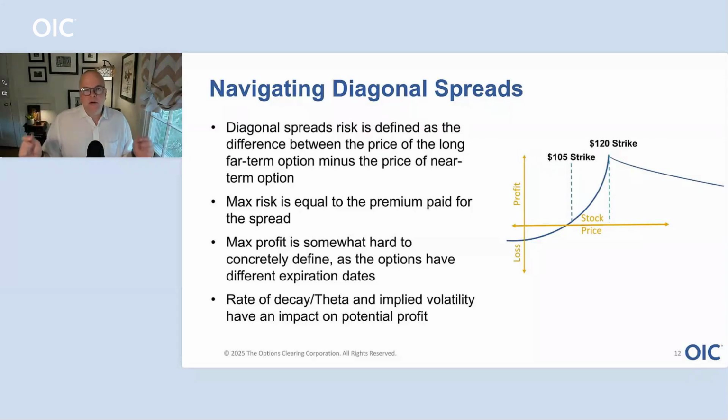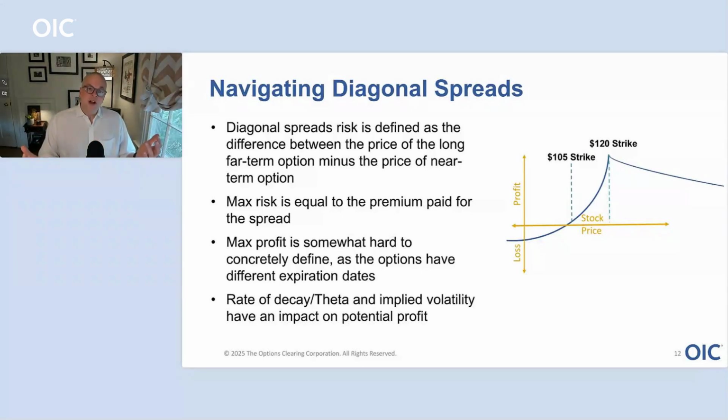It makes it a little harder to give you an exact idea about what your P&L horizon looks like from the defined perspective. What I can tell you is that the max risk is equal to what you paid for the spread, and the max profit is a little harder to define because of the time spread. The rate of decay of these two options is very important and oftentimes can be a part of why people trade these spreads. Which option is going to decay faster?